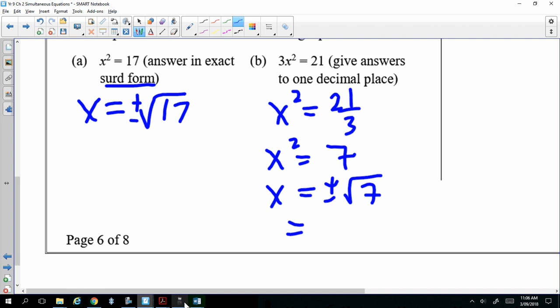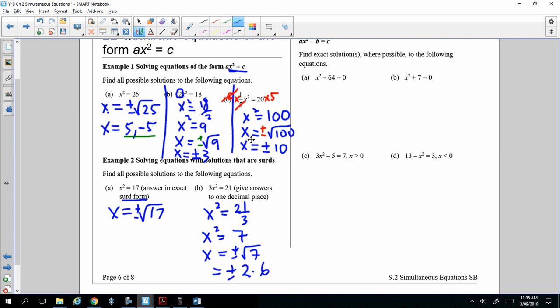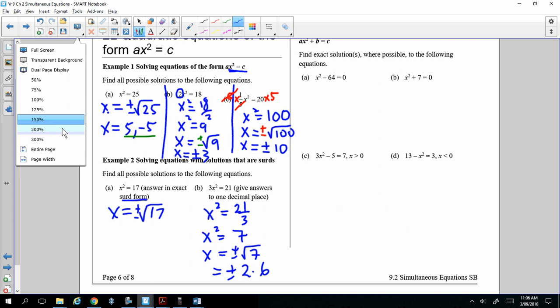2.6. So you write plus or minus 2.6. Does that make sense? All right. Pretty easy stuff. Okay. And we've got some slightly harder questions which we'll go through, but I think you know how to do it because you're pretty bright. Yeah. So, no, not because you're all very intelligent.